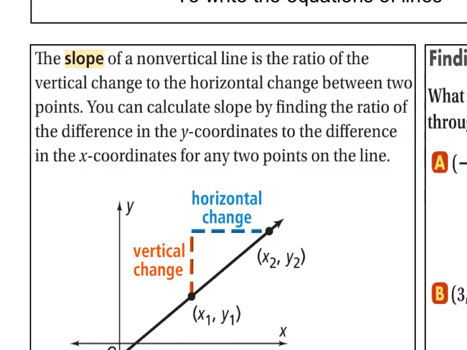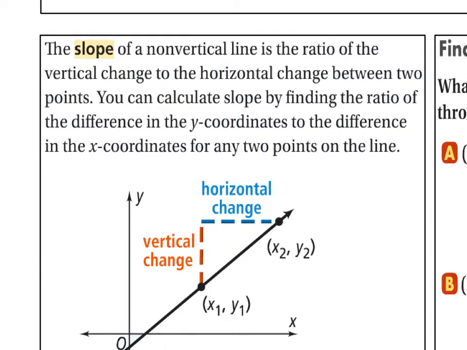The slope of a non-vertical line is the ratio of the vertical change to the horizontal change between 2 points. Now, that's a lot of really fancy words. The ratio means more than likely your slope is going to be some kind of a fraction. It can be a whole number, but a lot of times it ends up as a fraction.